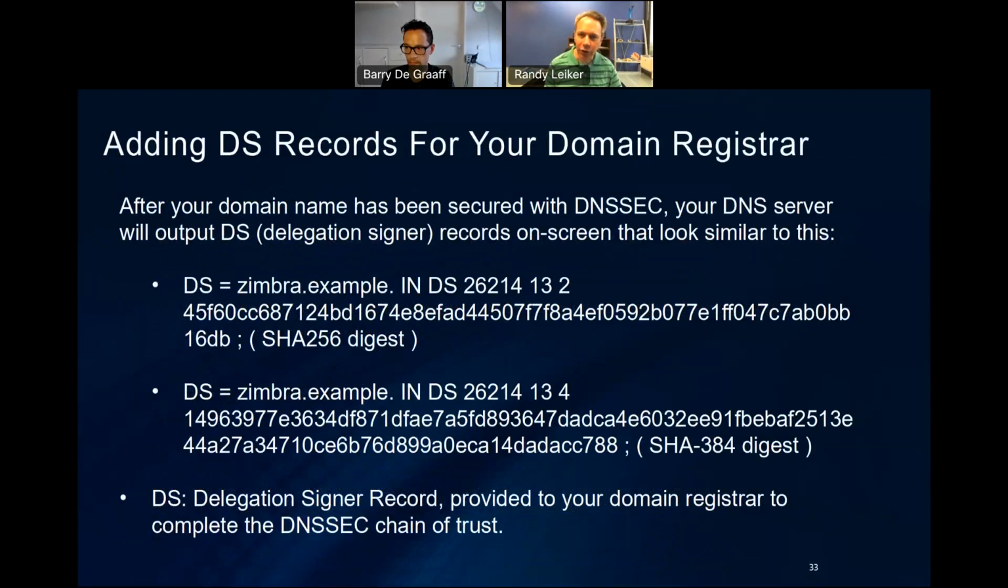So after you've secured your domain name with DNSSEC on your preferred DNS server, most DNS servers are going to output the DS, or delegation signer, records on screen that you will need to provide to your domain registrar. Now, this is a required step, as, remember, as part of that DNSSEC chain of trust, this is what allows other DNS servers on the internet to trust your keys on your DNS server.